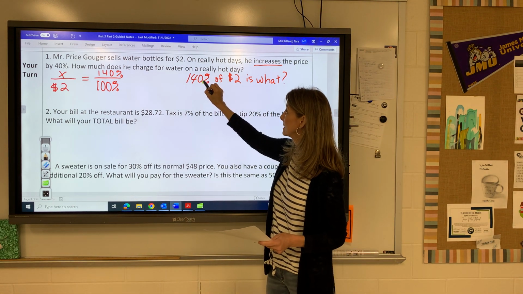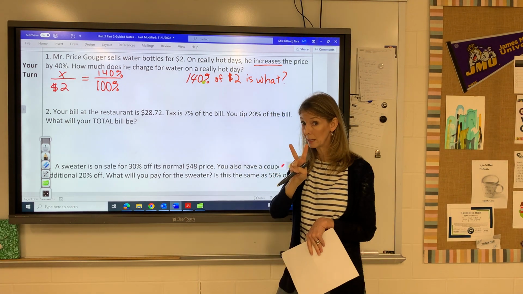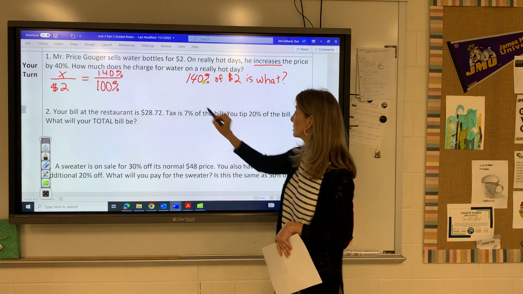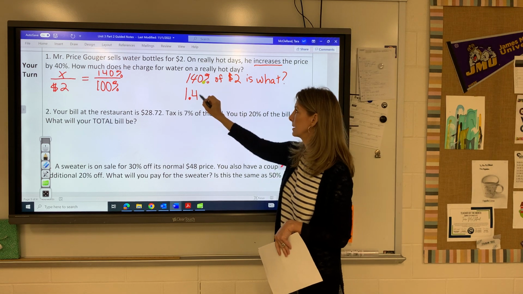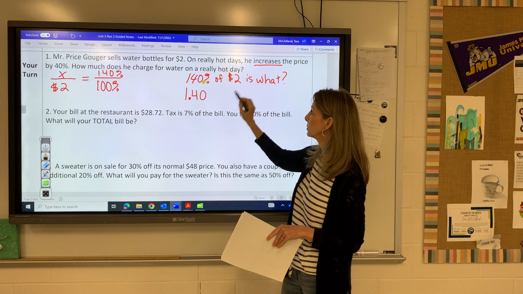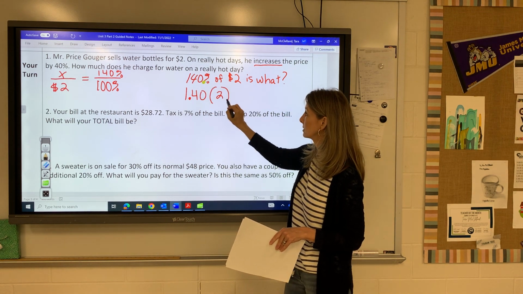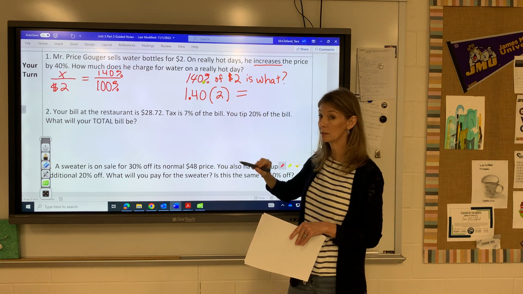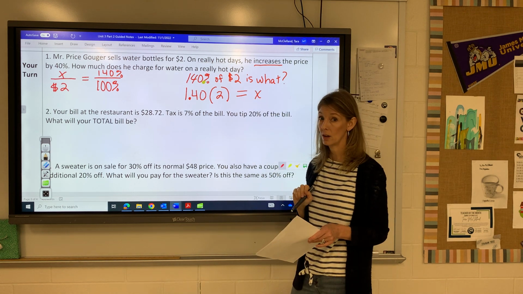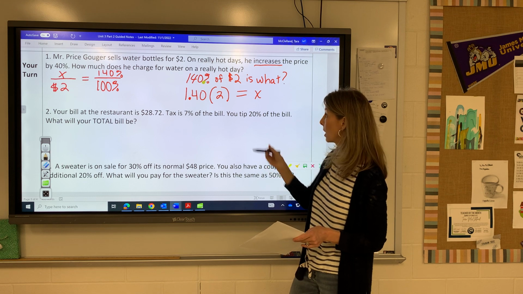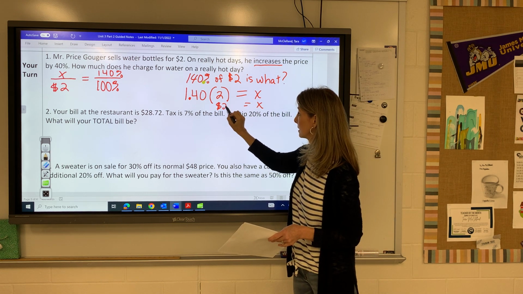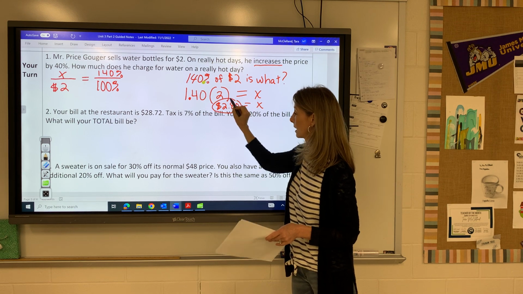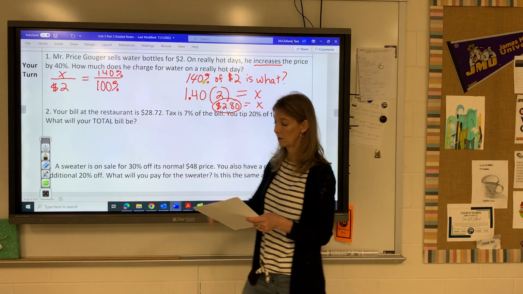So let's turn this into an equation. Remember, we know that there's a decimal here. We move it 2 places to the left. So we end up with 1.4. If you want to have that 0 there, that's fine. Of $2 means times $2 is equals what? That's our unknown. And of course, when you solve this, you're going to get that x is $2.80.